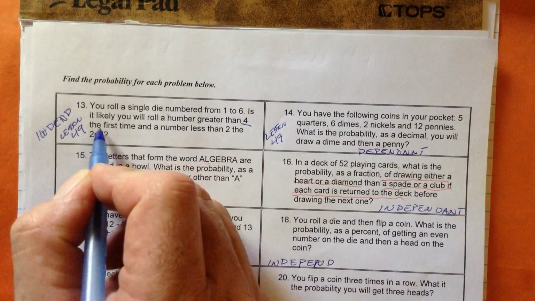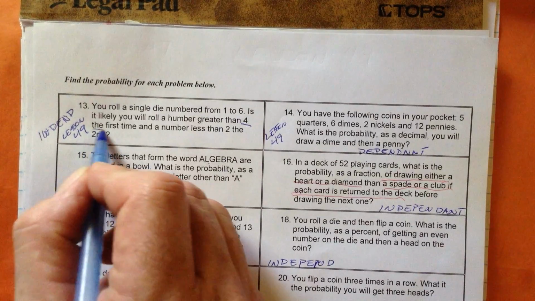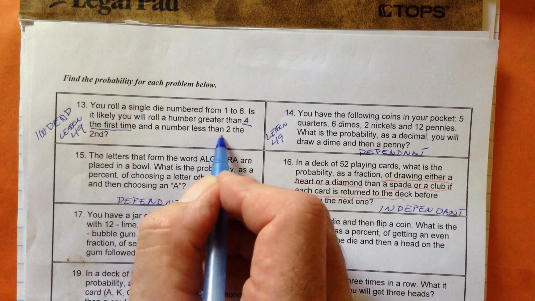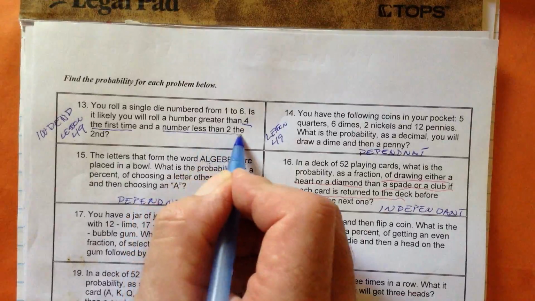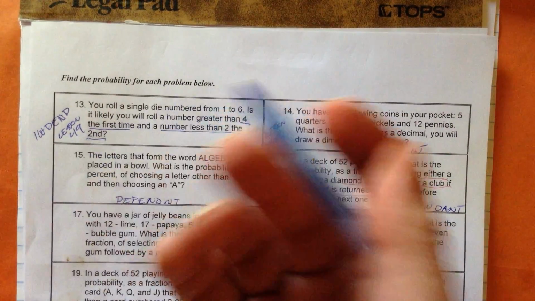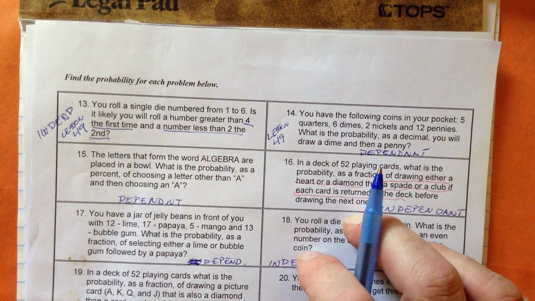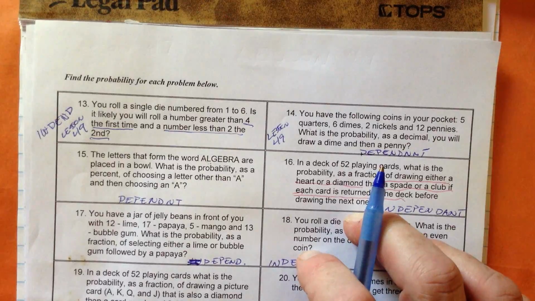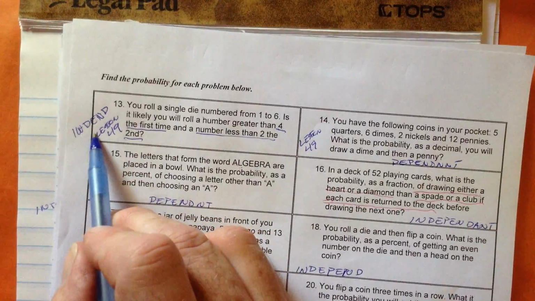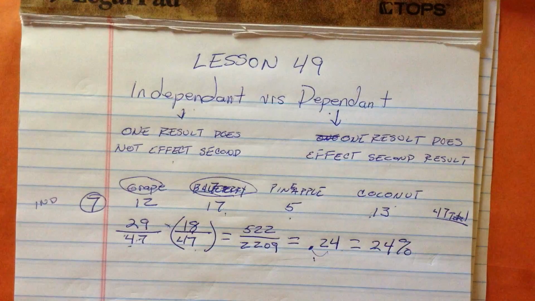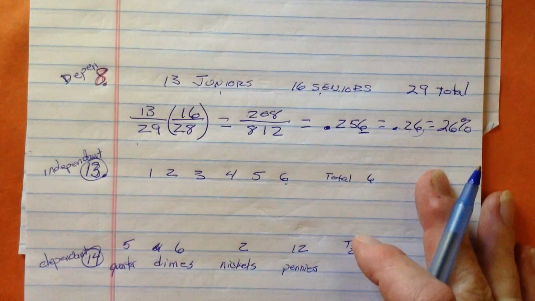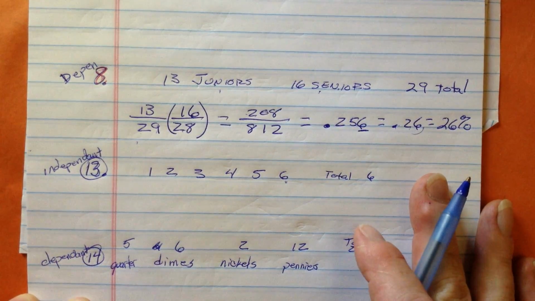So this is the first roll, a number greater than 4 the first time, and a number less than 2 the second time. So this is independent. After I roll the dice, I'm still going to have a 6-sided dice. So the second roll is not going to be affected by the first roll. So therefore it's going to be independent. Okay, so here I work it out, number 13.